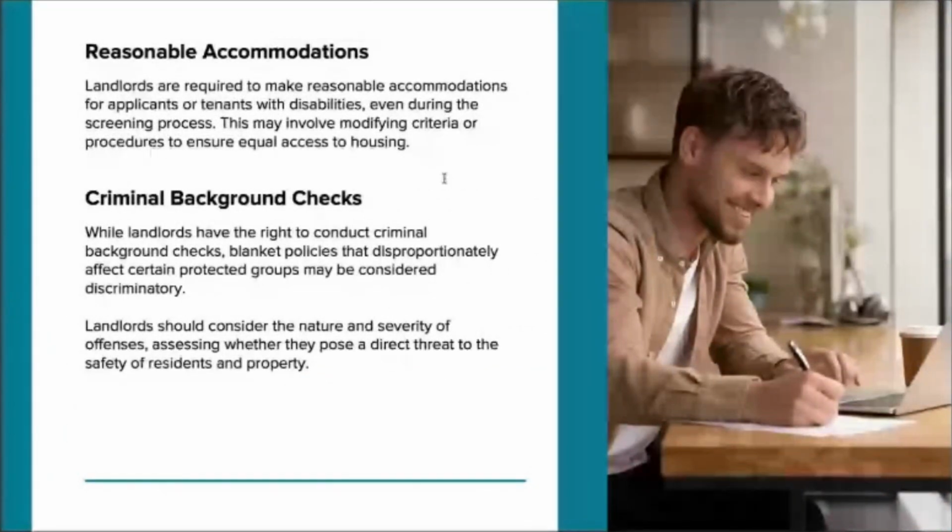Reasonable accommodations. Landlords are required to make reasonable accommodations for applicants or tenants with disabilities, even during the screening process. This may involve modifying criteria or procedures to ensure equal access to housing. So this could be things like providing some type of braille or recorded version of your application if the person is blind and cannot see, or having somebody sit down and go over it with them or something along those lines. It could mean any number of things, and it's important that you're aware that the responsibility lies on you in many circumstances to make sure that you are providing reasonable accommodations.